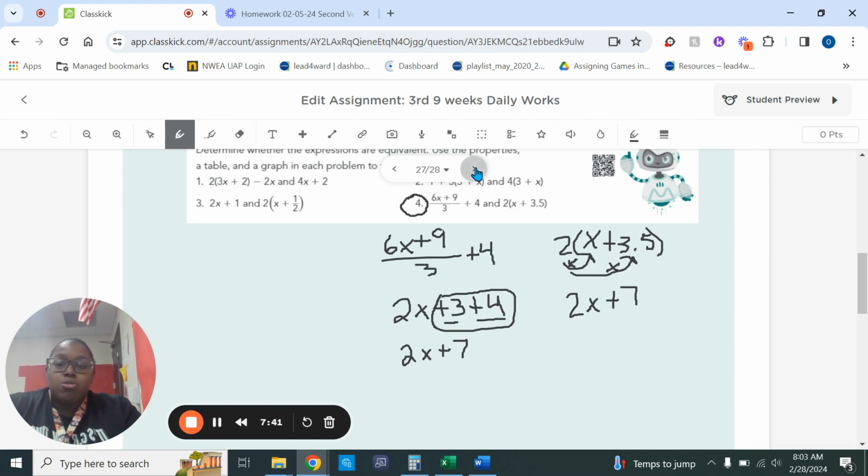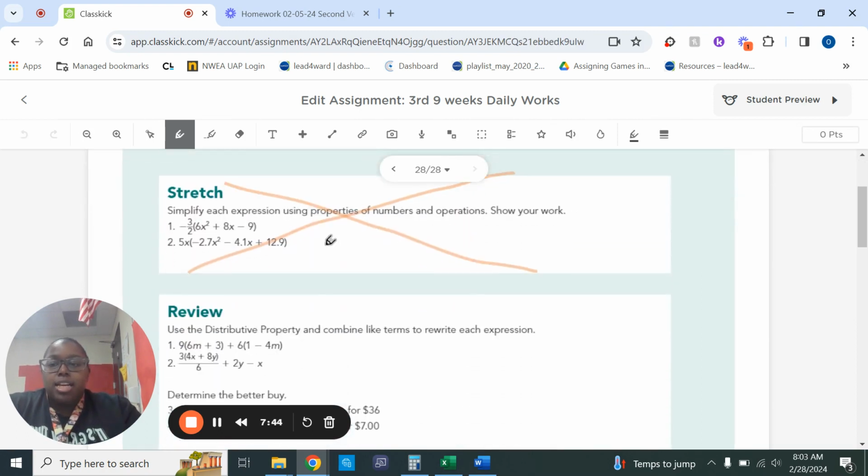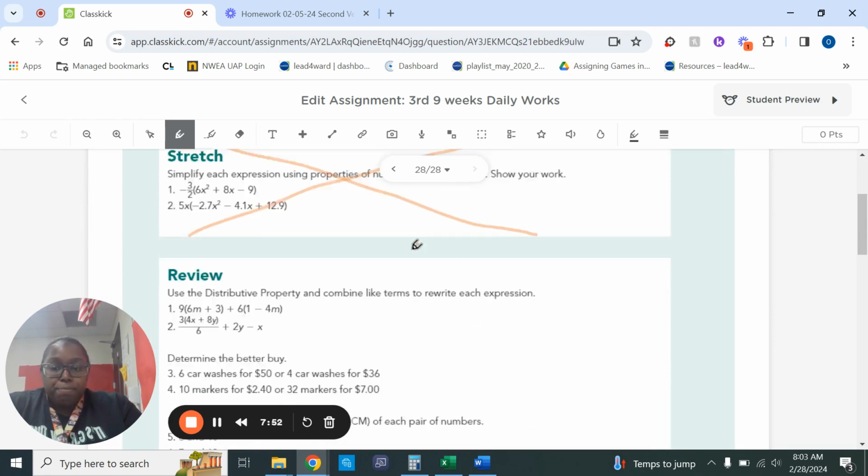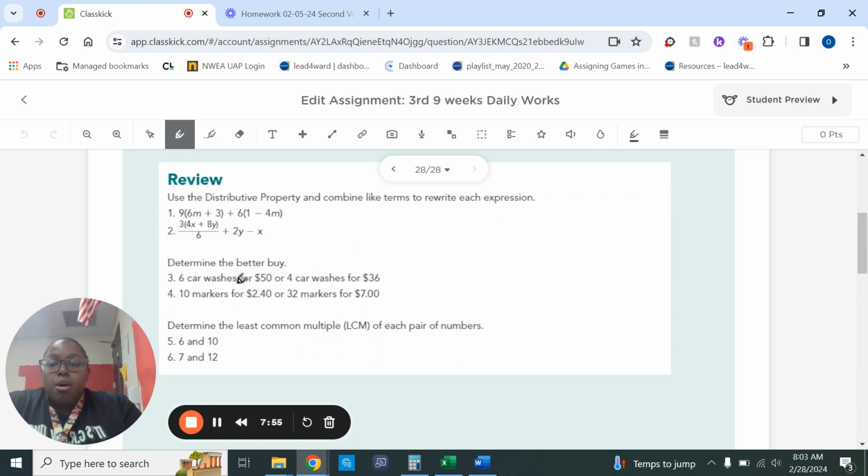All right, now let's go to the next page. The next page had the stretch. Once again, this would have been a nice stretch to do, but since I already set the precedent of no stretches, we're not going to do that. But you do have the rest of this to do for the review.